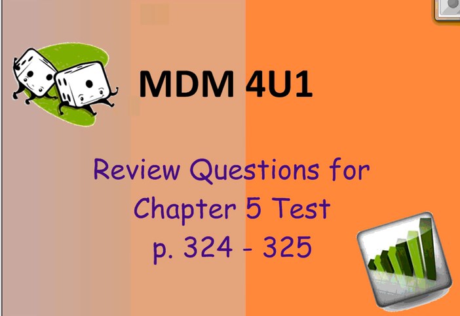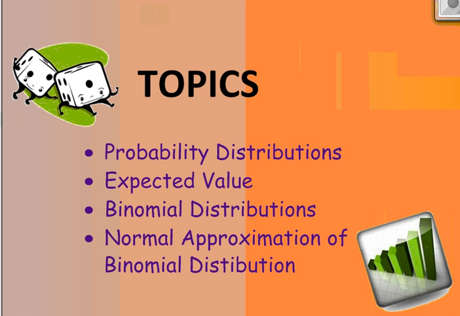This video is for my data management students who are reviewing for next week's Chapter 5 test. The questions we're going to look at can be found in your textbook starting on page 324. And just a reminder that the topics you need to prepare for the test are probability distributions, expected value, binomial distributions, and normal approximation of binomial distributions.